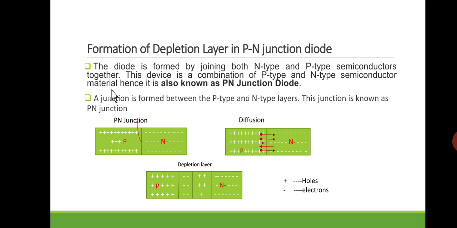If you want, you can read here: the diode is formed by joining both N type and P type semiconductor together. This device is a combination of P type and N type semiconductor material, hence it is known as PN junction diode. A junction is formed between the P type and the N type material, and this junction is known as the PN junction.